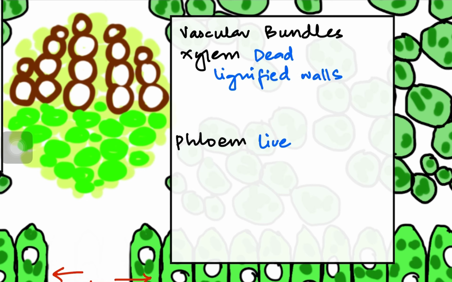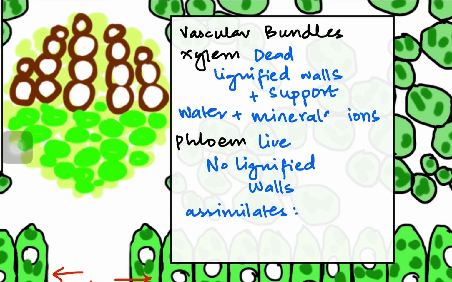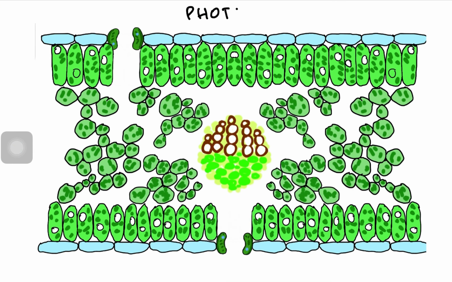Xylem has lignified cell walls which provide more support, and that is also the reason for the death of the xylem cells. Phloem does not have any lignified walls. These are living cells with cellular contents. Xylem transports water and mineral ions towards the leaf, while phloem transports the assimilates. Assimilate means the final food product. So they transport amino acids and sucrose from the leaf mainly towards the sink region.